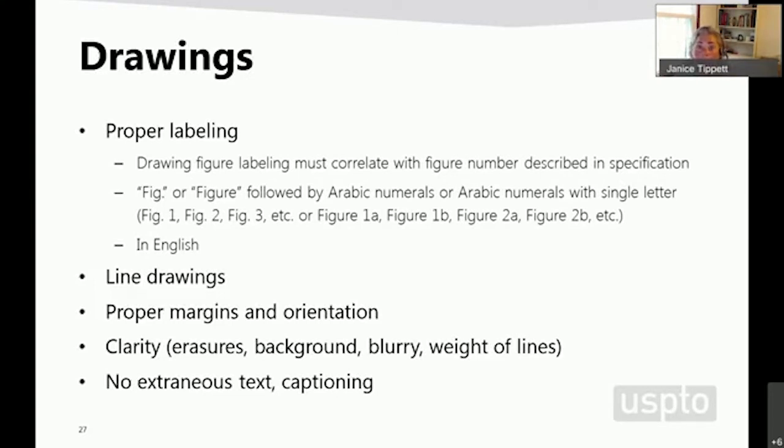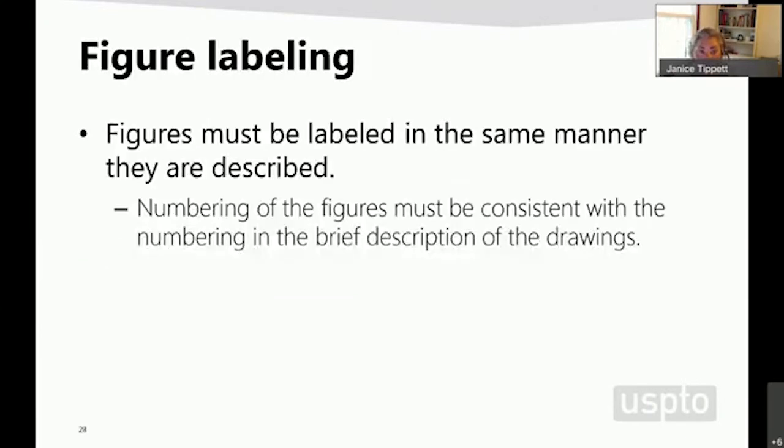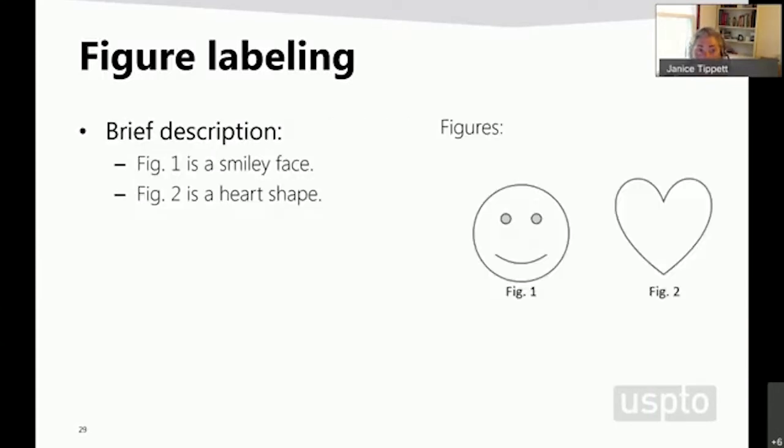All of the explanations and captioning and things should be in the brief description of the drawings or in your specification. The figures must be labeled in the same manner they are described. The numbering of the figures must be consistent with the numbering in the brief description. And I'll give you a little example here. So in your brief description, if you have figure 1 and figure 2 in your specification, then the figures that you want to show are figure 1 and figure 2.